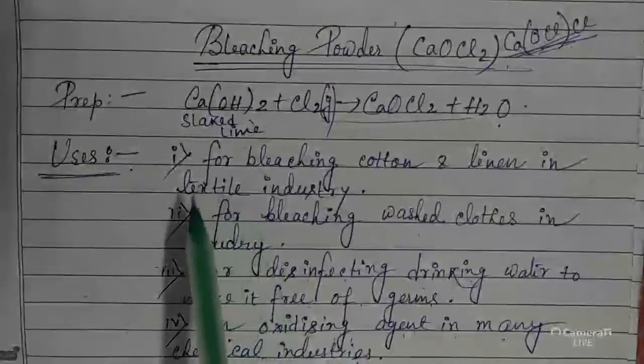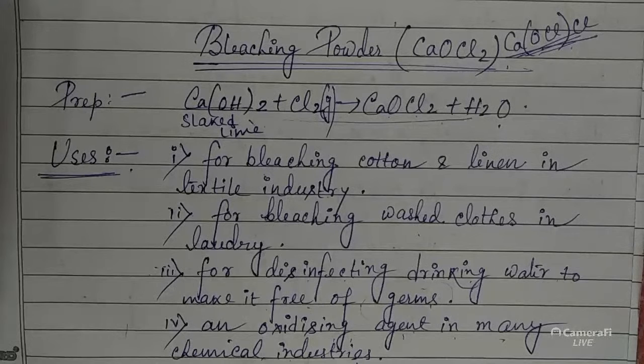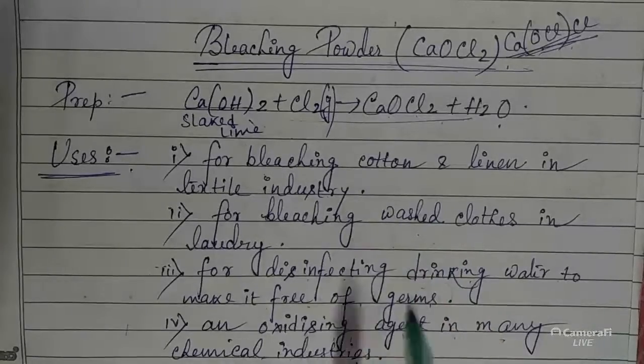Okay, now there are many uses of bleaching powder. Bleaching powder we can use generally, as I already told, in our washroom to make it free from germs. Sometimes we use it for the washing of our clothes in laundry. Sometimes we use it as an oxidizing agent, and it is a very good oxidizing agent. Sometimes in the textile industry also bleaching powder can be used to bleach the cotton and linen. So these are the uses of the bleaching powder.